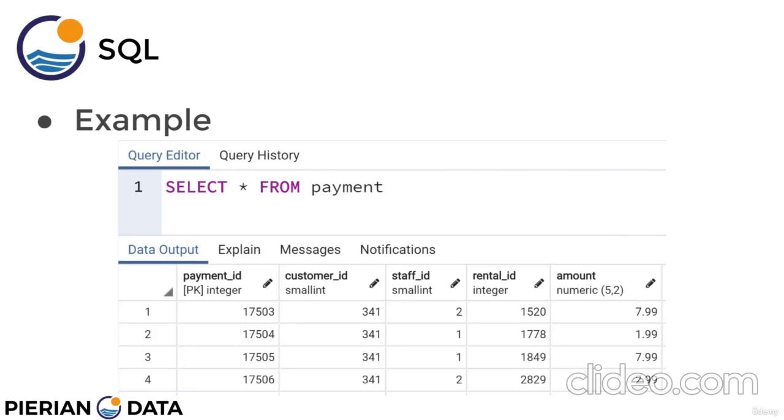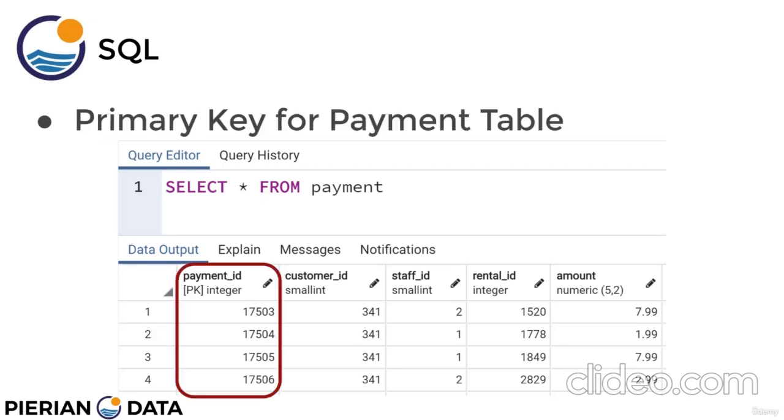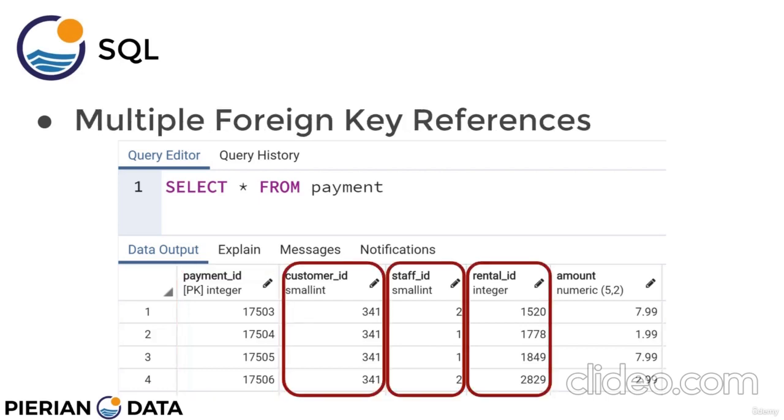Technically we're grabbing all the columns, but the screenshot only shows a subset. Notice that for the payment table, we have this payment ID, and PgAdmin lets you know that it's a primary key because it has PK there. So we have this payment ID, which is a unique identifier for every single payment row. However, you'll also notice that we have other IDs. These other IDs are foreign key references.